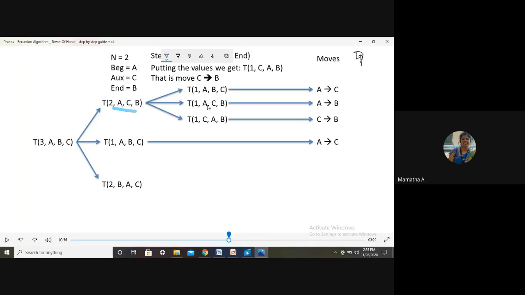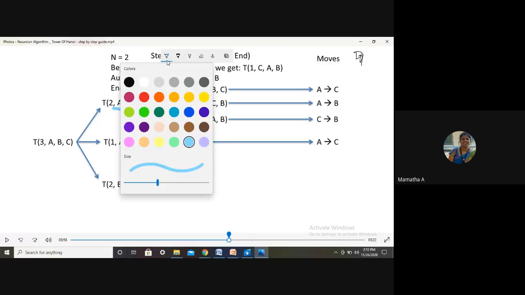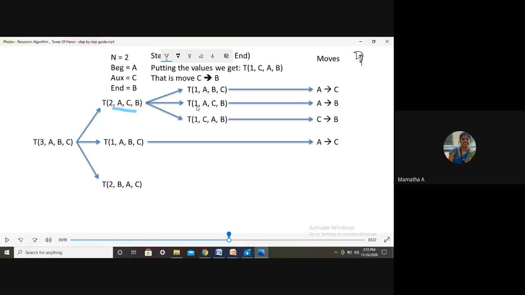Which peg to which peg does it move? A to B. A to B. Just observe this, very simple. You can just tell me how it moves, A to B. That's all. The movement is from A to B. Only one disk, the topmost disk on A, will move.